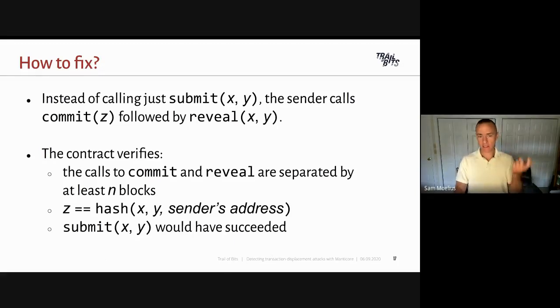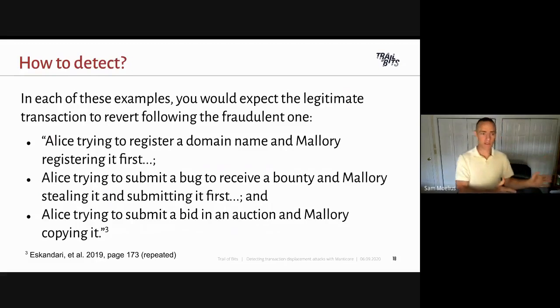So if Mallory then later calls reveal, having previously committed to the same value that Charlie committed to, then what the contract will try to verify is that z is the hash of x and y and Mallory's address. And of course, that check will fail. So Mallory blindly copying Charlie's calls will do her no good. And that is how a scheme like this helps to defend against transaction displacement attacks. This is still attackable, but the bar to attacking it is significantly higher than attacking a contract that has no commit reveal scheme. So that's how we defend against it.